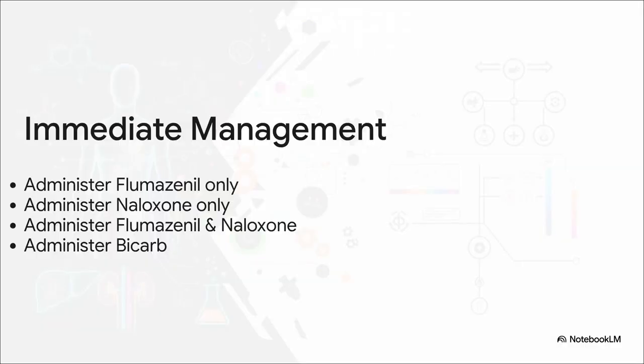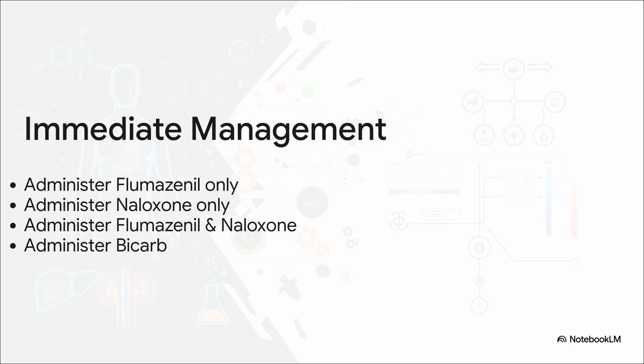Let's break down the choices. Choice 1 and Choice 3 are instantly fatal errors. Giving flumazenil to a patient who just overdosed on diazepam risks throwing them into immediate status epilepticus. Choice 4, administering bicarbonate, is for salicylates or TCAs, not this toxidrome. Choice 5, N-acetylcysteine, is exclusively for acetaminophen hepatotoxicity. This scenario strictly requires you to select Choice 2, administer naloxone only.